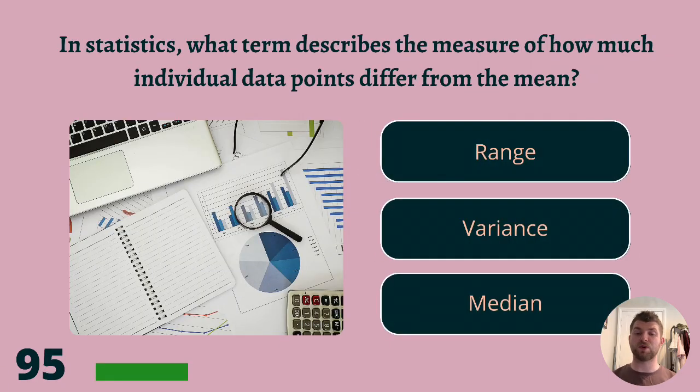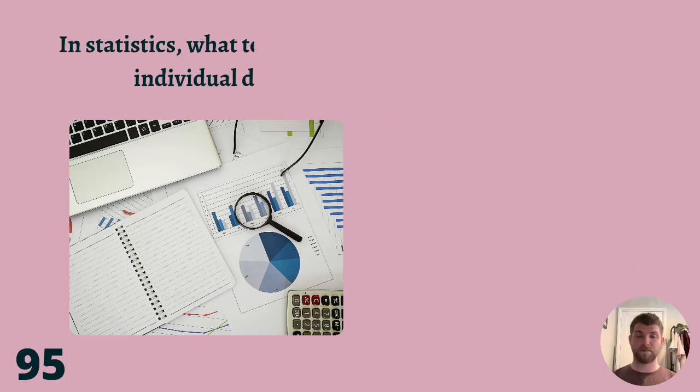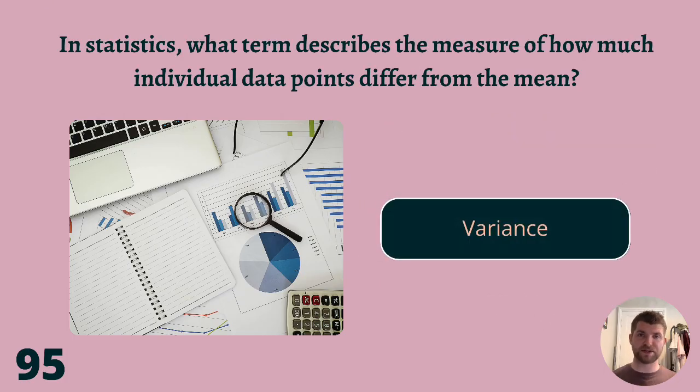In statistics, what term describes the measure of how much individual data points differ from the mean? Range, variance, or median? The answer is variance.